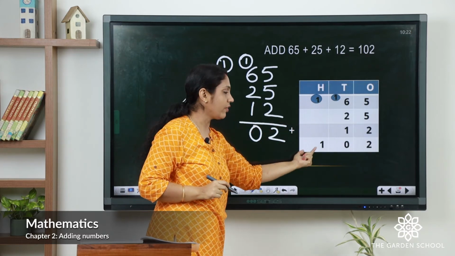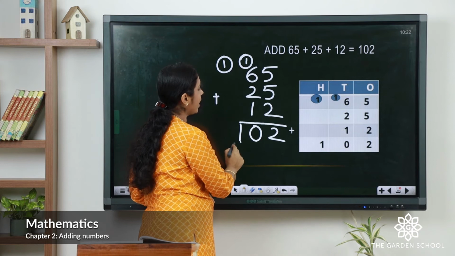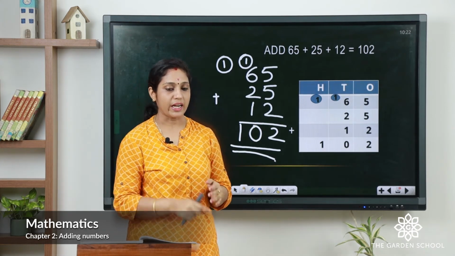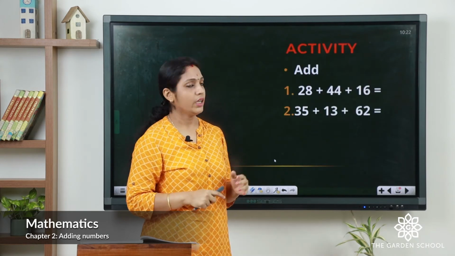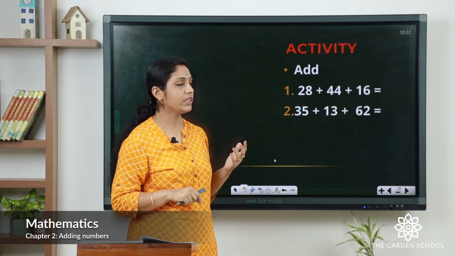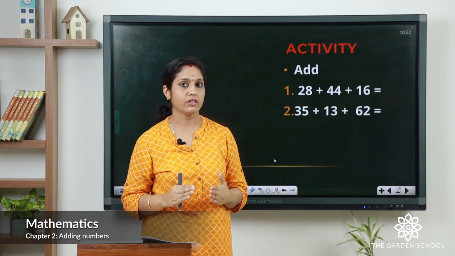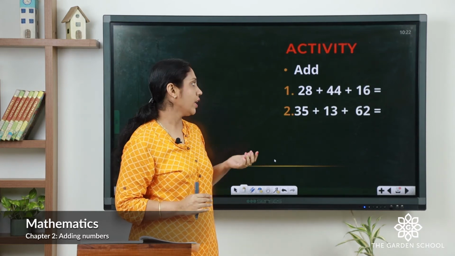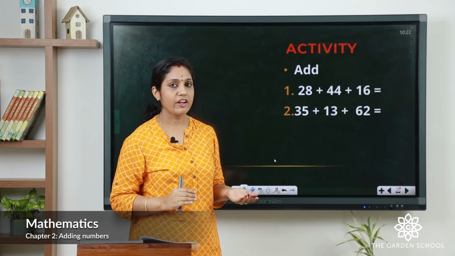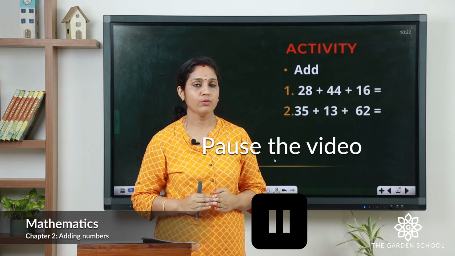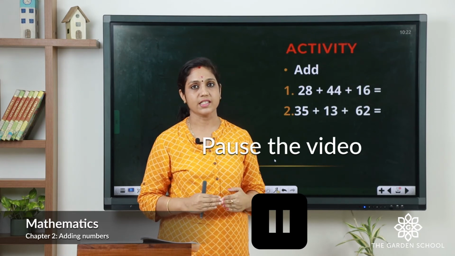So, this one you can write it down with the answer and you get the answer 102. So, hope this is clear. Let us do an activity. Here we have 28 plus 44 plus 16. This is your first question. So, take your notebook and write it down. And the second question, 35 plus 13 plus 62. So, you can do it now and after that we will check the answers.